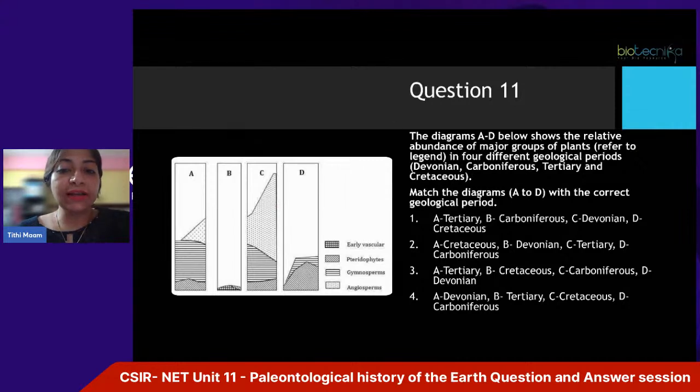The diagrams A to D below show the relative abundance of major groups of plants in four different geological periods: Devonian, Carboniferous, Tertiary, and Cretaceous. Match the diagram A to D with the correct geological period.